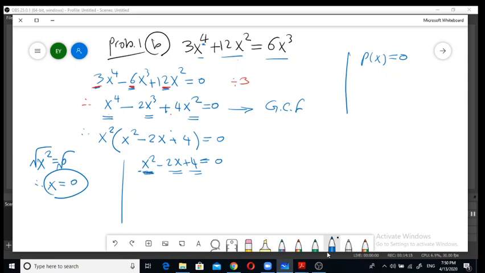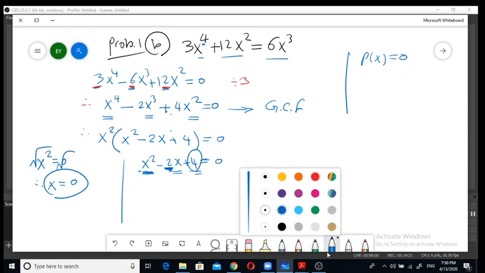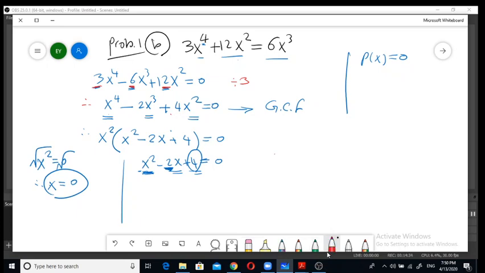But here we have a problem. We need two numbers multiplied to 4 but added to negative 2. Actually, we don't have two numbers multiplied to 4 and added to negative 2. So here we cannot use factoring by grouping or trinomial factorization. So here we are going to use the quadratic formula. But first identify a, b and c: a is equal to 1, b is equal to negative 2, and c is equal to 4.